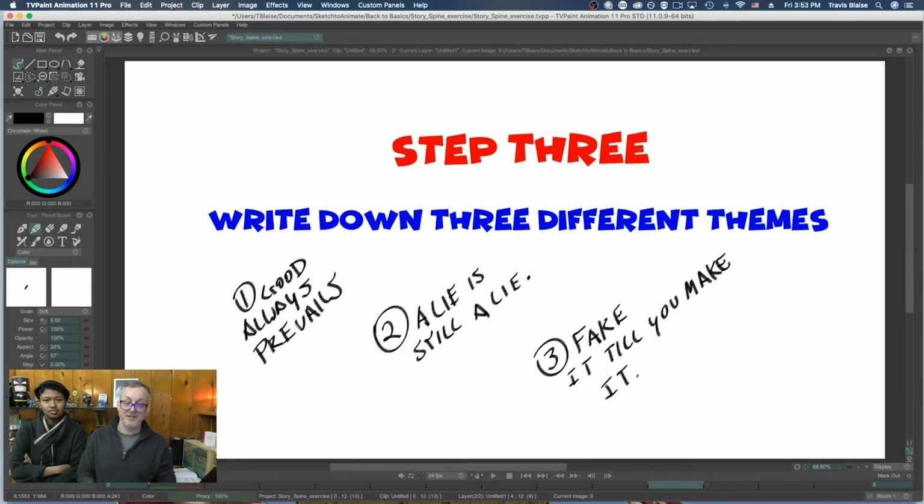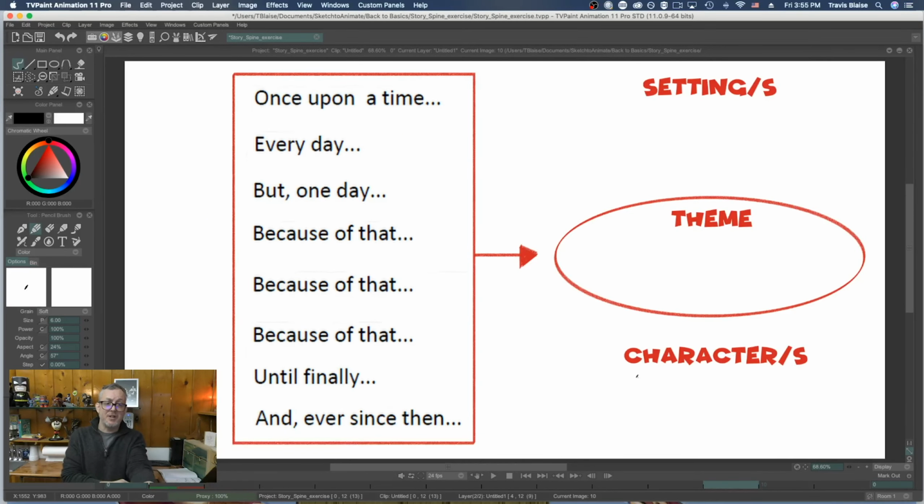And that's number 3. So now we have our 3 settings, we have our 3 characters, and we have our 3 themes. So the next thing that we do is on a piece of paper, you can write it down. I'd like to choose one theme, but I give you the option of using 3 characters or 1 character, or 3 settings or 1 setting.